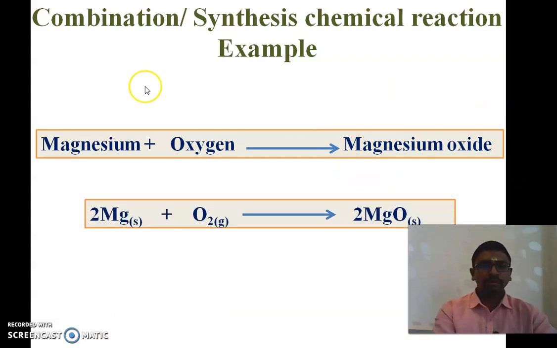When we heat the magnesium, it forms magnesium oxide. The formula for this equation is 2Mg, in the solid state, plus O2, in the gaseous state. They combine to form 2 molecules of magnesium oxide. It is in the solid state.